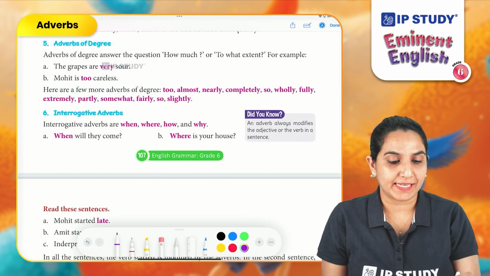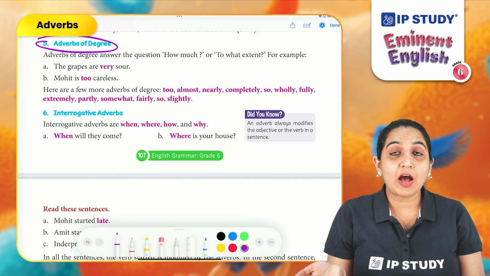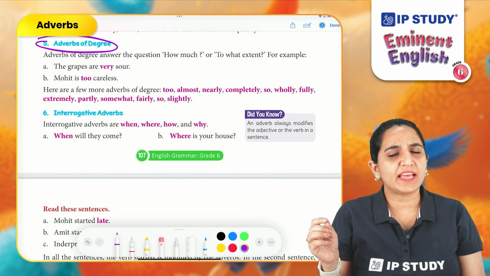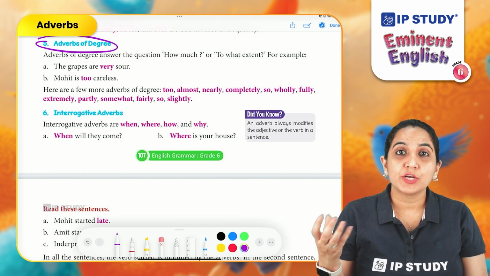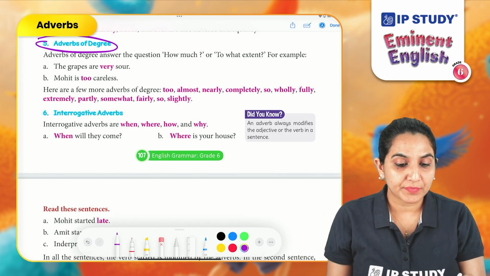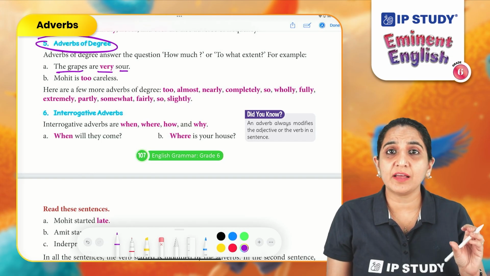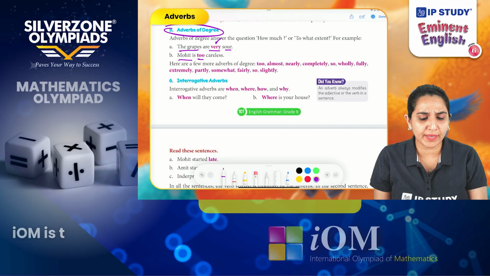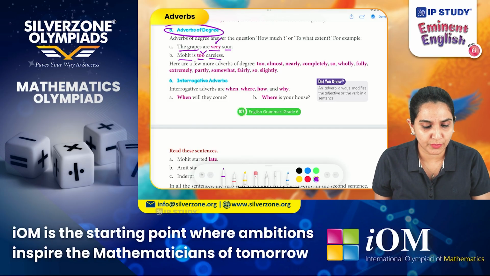Adverbs of degree. Adverbs of degree answer the question how much or to what extent. For example, she is very tired. So very is the adverb of degree. To what degree or to what extent is she tired? The grapes are very sour. So the grapes are sour, but to what extent? Very sour. Mohit is too careless. So Mohit is careless, but how much? Too much. Too careless.